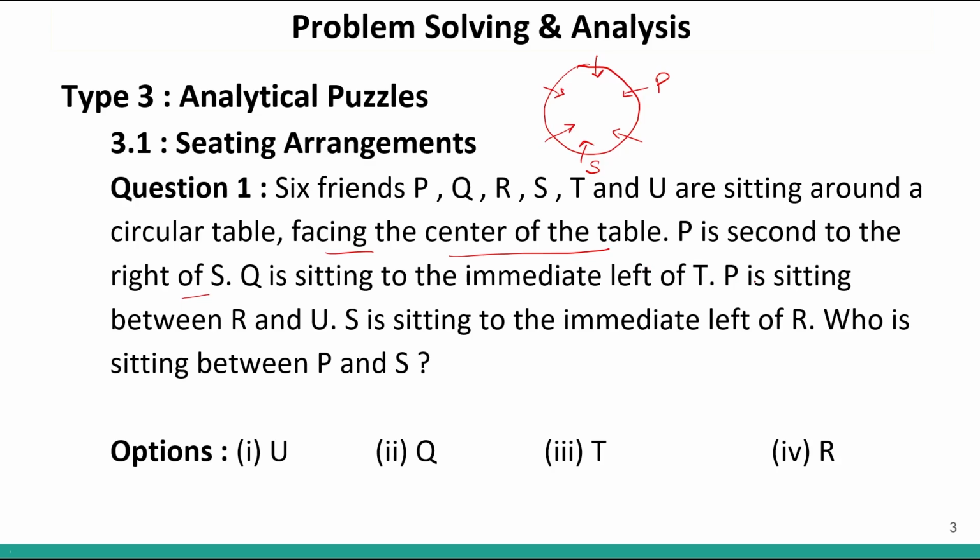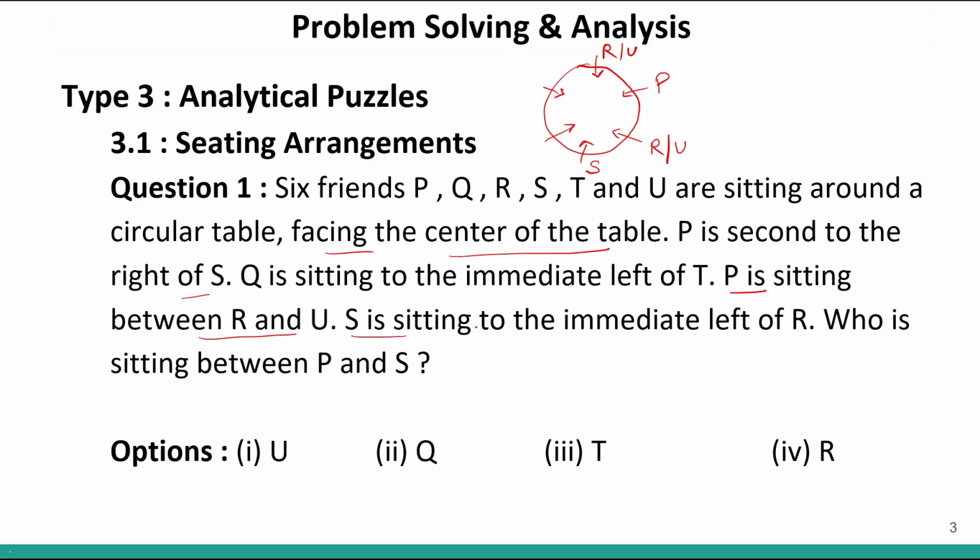Let us leave this for a moment. Let us look at the next statement. P is sitting between R and U. So two possibilities. R can be here or U can be here. Similarly, R can be here or U can be here. Because P is sitting between R and U, which position is not given to us.